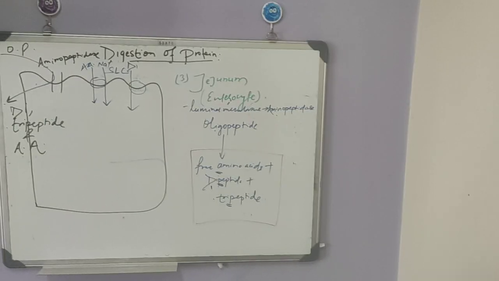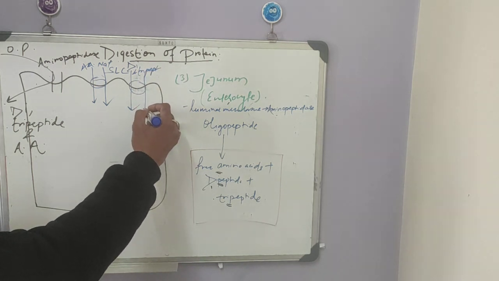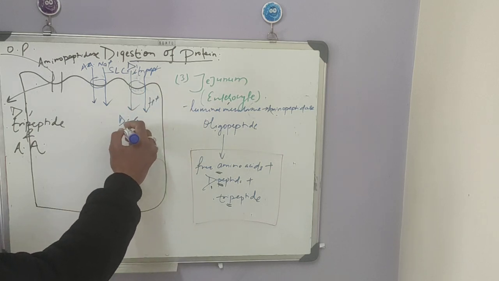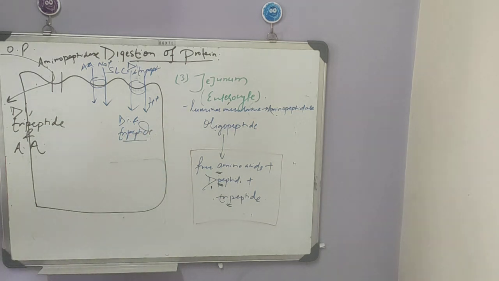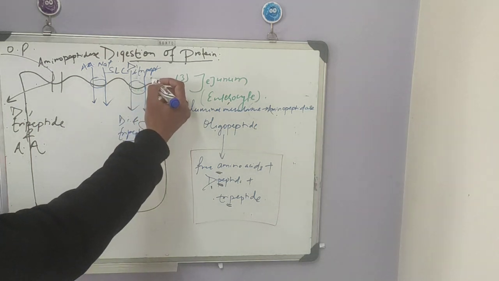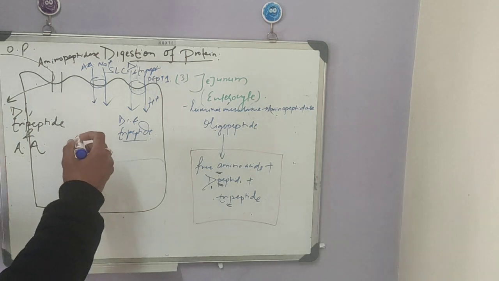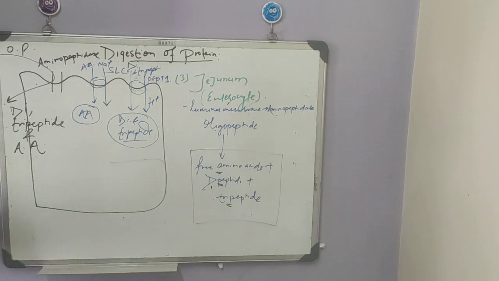So di and tripeptide move with protons. So this is an example of a proton coupled peptide transporter, PEPT1. Okay, in this way amino acids, di and tripeptides are absorbed into an enterocyte.